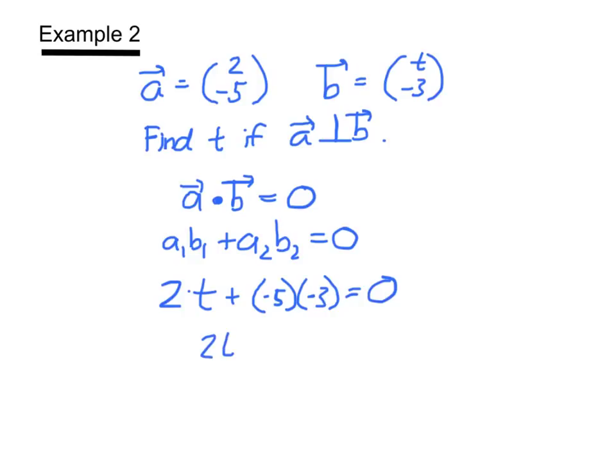We have 2t plus 15 equals 0. So therefore t must be minus 15 over 2, which we can write as negative 7.5.